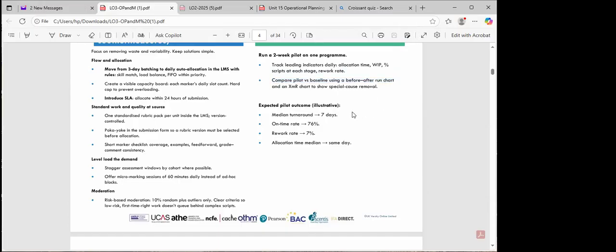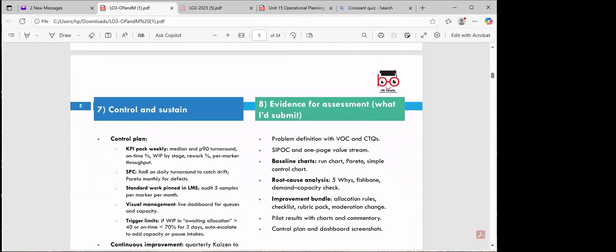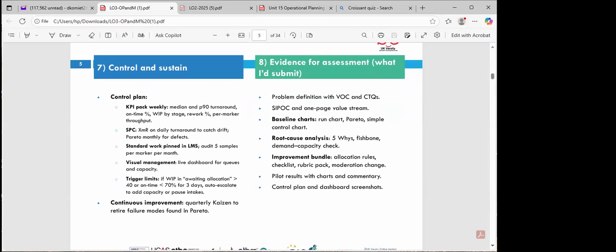Then expected pilot outcomes: median turnaround 7 days, on-time rate, work rate, and allocate time median will be same day. Okay, so let's move on. Do you have any questions? No questions. Okay. So let's go to control and sustain. Control and sustain. Control plan.